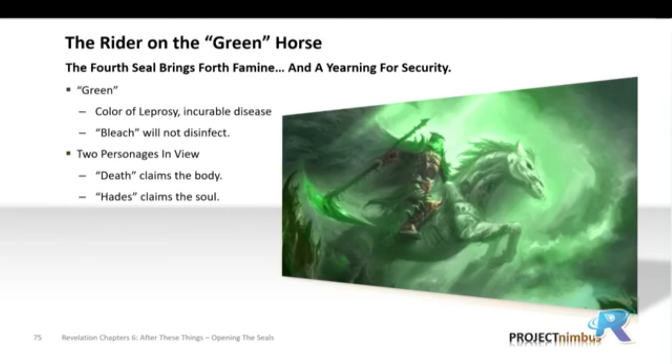And two personages are in view. Death claims the body, but Hades is the real brat because she claims the soul. John saw these enemies going forth to claim their prey, armed with the weapons of the sword, hunger, pestilence, and wild beasts. And here's something that you need to think about. Not all beasts walk around on four legs. Some of the most deadly beasts on our planet are invisible to the naked eye. Ebola is a deadly beast. Biological entities that are targeted to specific genomes are a deadly beast.